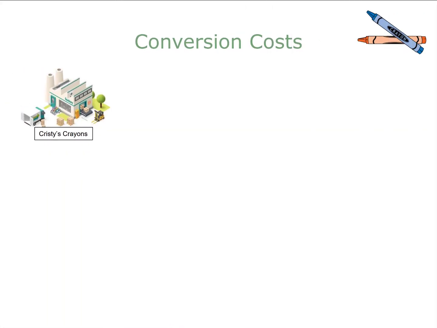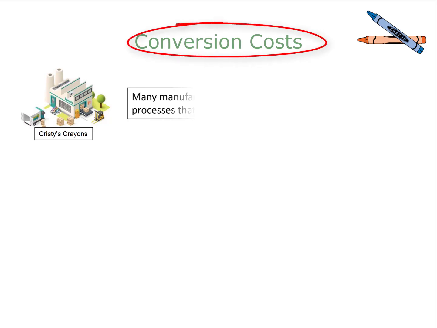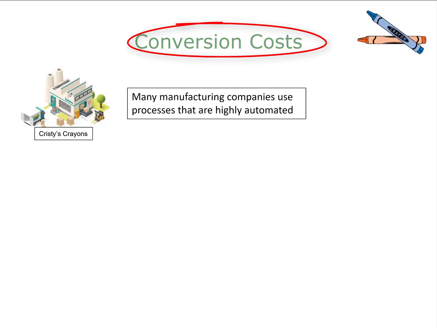So we talked about accounting for direct materials. So now let's turn our attention to direct labor and manufacturing overhead, which, combined, are called conversion costs. Many manufacturing companies that use process costing are highly automated. This means that machines do more of the work than humans. So direct labor is a small part of total manufacturing costs. Christie's Crayons falls into this category. It's not humans that are doing the mixing, molding, and packaging, it's machines.